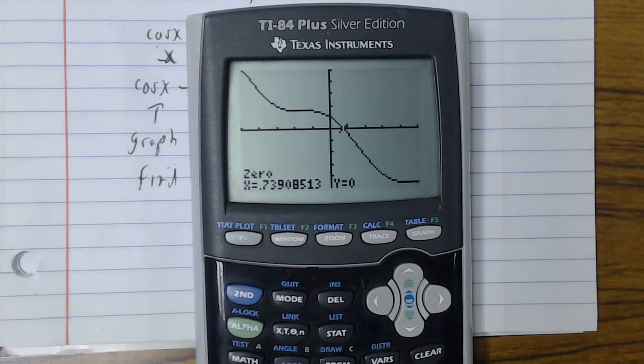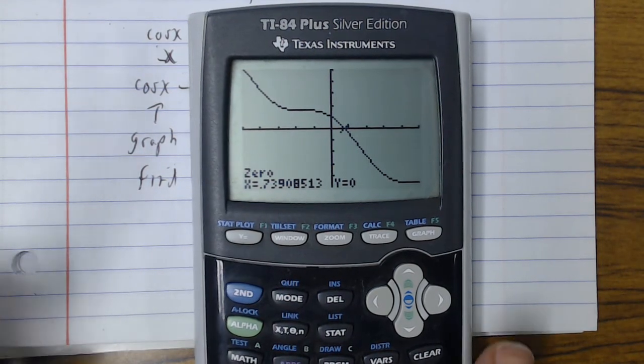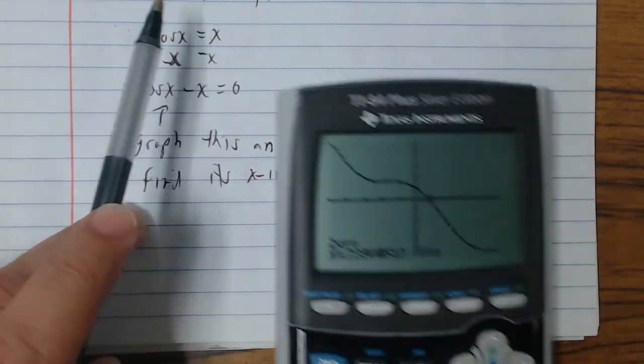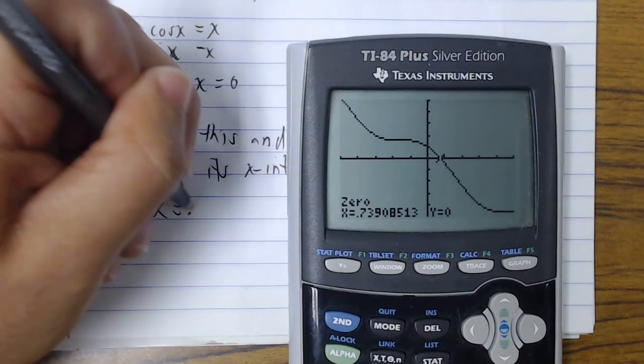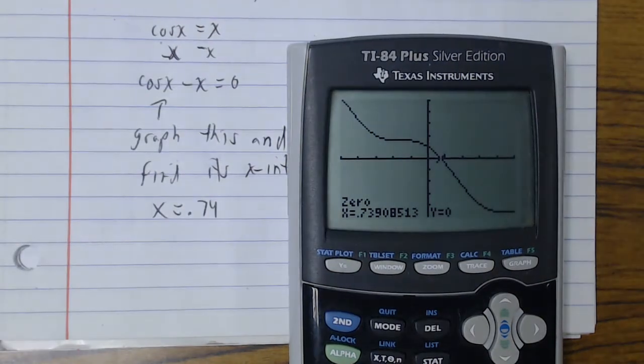The zero is 0.739. And since we were asked to find it correct to 2 decimal places, this would just be x equals 0.74. And there you have it.